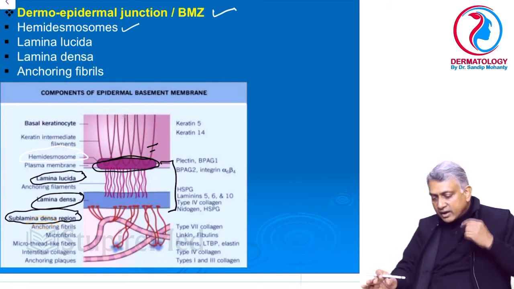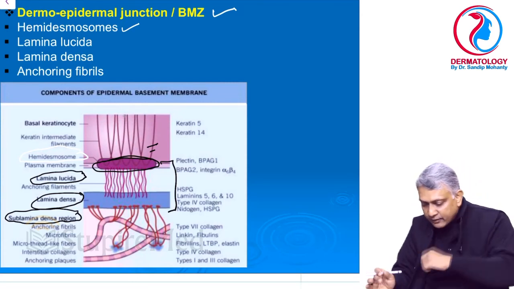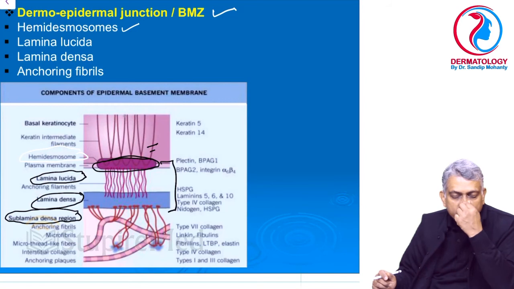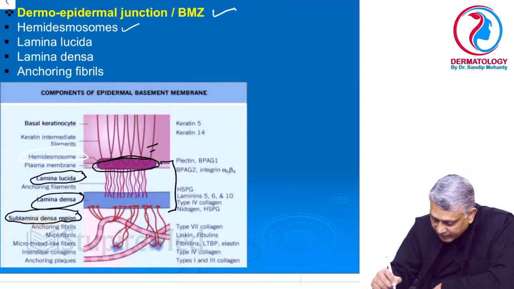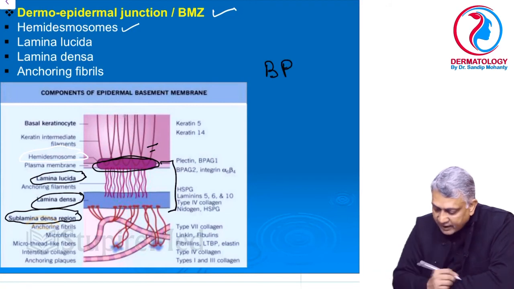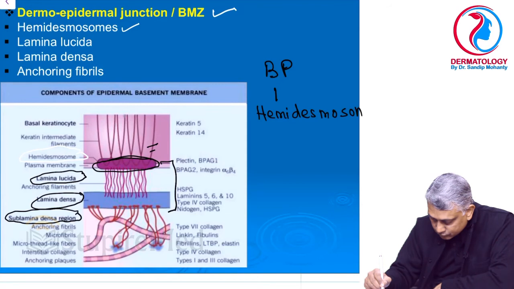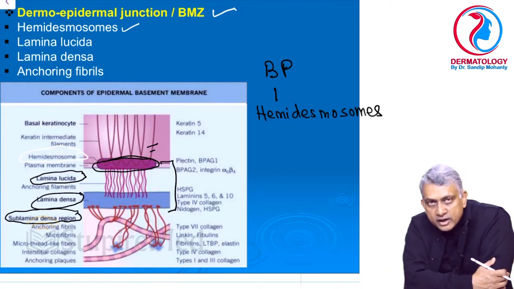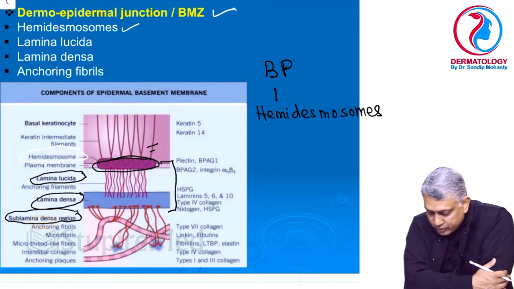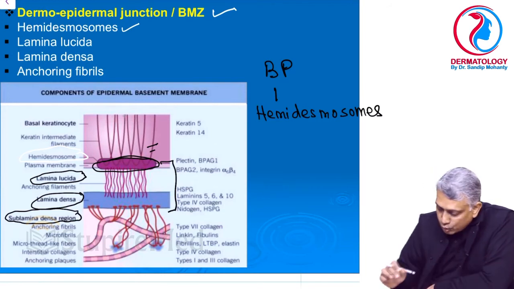Let's see what is the clinical significance of this layer. First, I told you that the location of antigen in pemphigus is desmosomes. Now, the location of antigen in bullous pemphigoid is hemidesmosomes. Now, there is a genetic disorder which is known as epidermolysis bullosa.